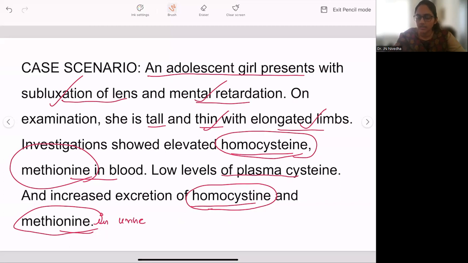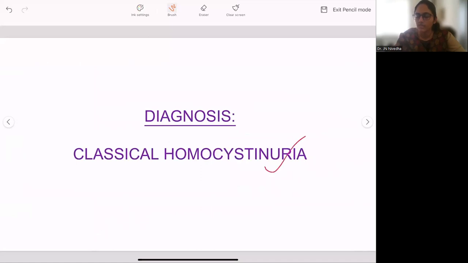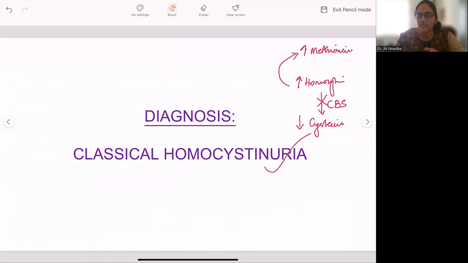So yes, you're right. It is classical homocystinuria, because as you can see, there is increased homocysteine. Since the cystathionine beta synthase enzyme is defective in classical homocystinuria, homocysteine cannot get converted to cystathionine and then to cysteine. So there are low levels of cysteine, and increased homocysteine can get remethylated to high levels of methionine. So there are elevated levels of methionine. If you find this kind of presentation, then it is classical homocystinuria.